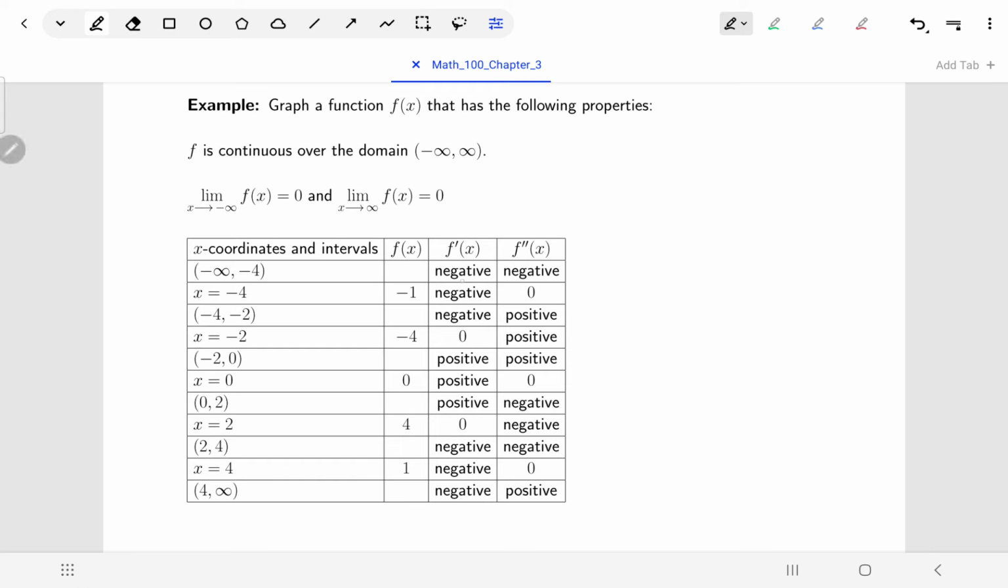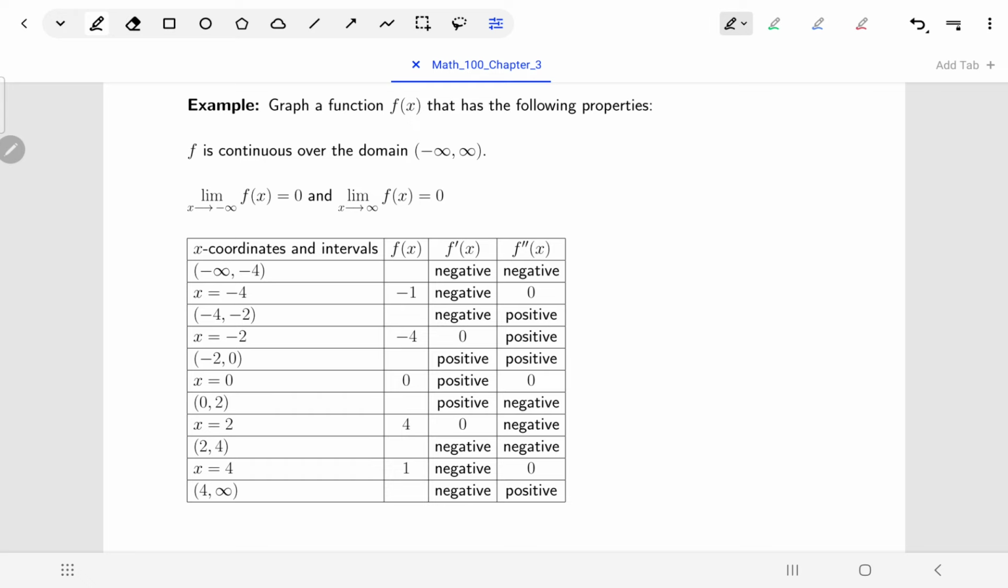Here it's basically all of our clues all jumbled together, and so it might be a little bit tougher for this one to figure out exactly what's going on. So first things first, we know that our function is continuous everywhere, so there's no asymptotes, there's no holes. We should be able to draw this curve with one smooth line.